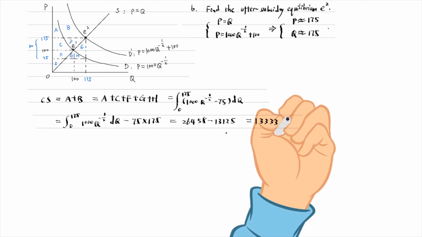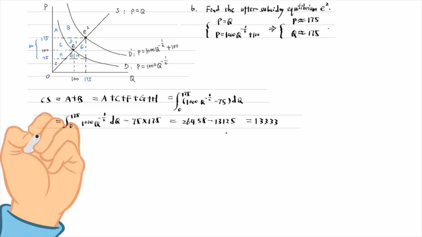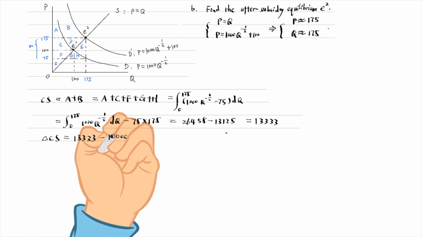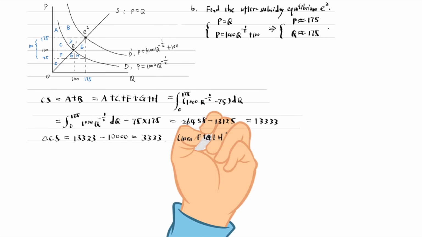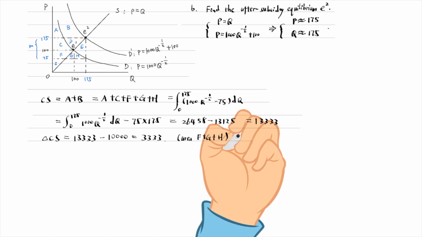It is 13,333. The change in the consumer surplus equals 13,333 minus the before subsidy consumer surplus 10,000, which is 3,333. It corresponds to the area of F plus G plus H.